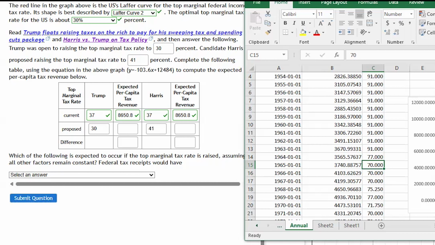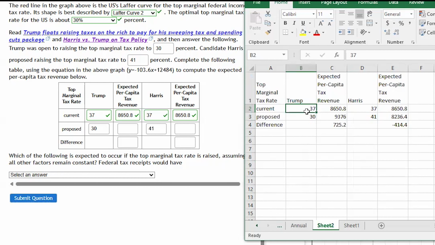And so one way to get around paying these high income tax rates is to have your salary income paid from capital gains. If Trump had proposed a 30% top marginal tax rate, we'd expect per capita tax revenue to go up. If Harris had proposed a 41% top marginal tax rate, expected per capita tax revenue would have fallen, and it would have fallen by that amount.